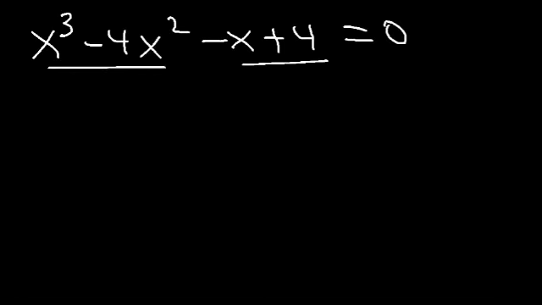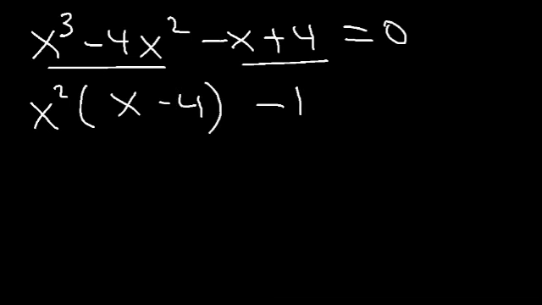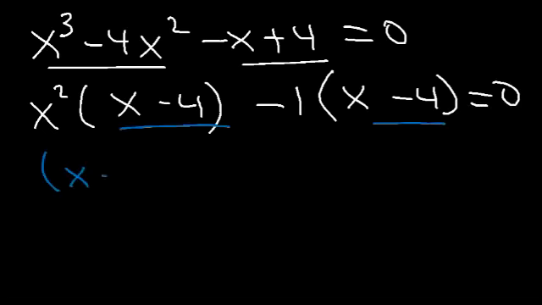So in the first two terms, let's take out an x squared. X cubed divided by x squared is x. Negative 4x squared divided by x squared is negative 4. In the last two terms, let's take out a negative 1. Negative x divided by negative 1 is x. Positive 4 divided by negative 1 is negative 4. So we have a common factor of x minus 4.